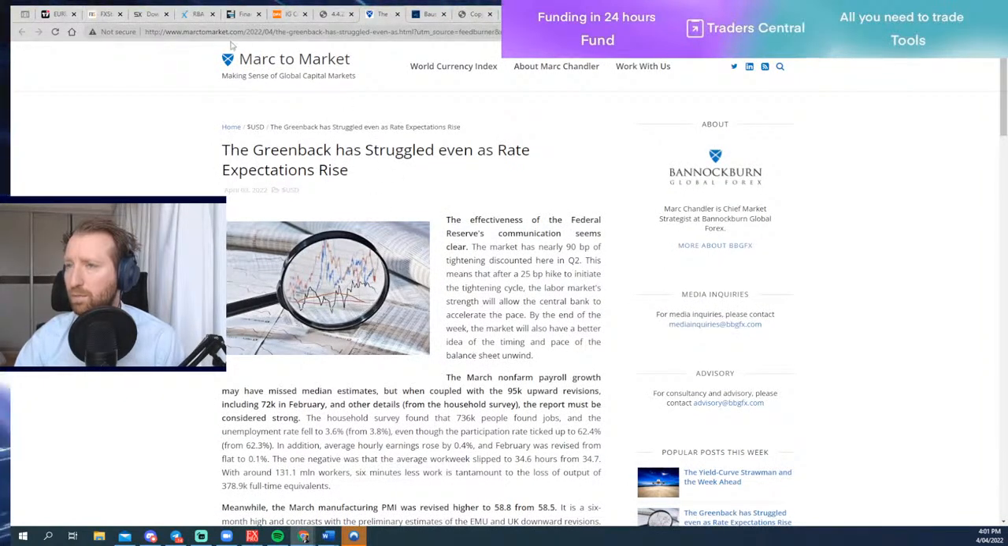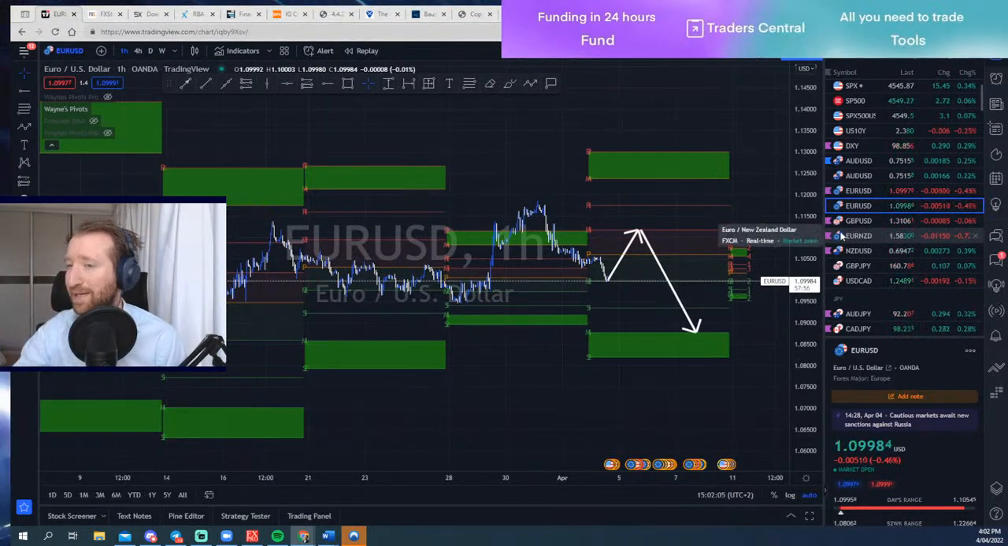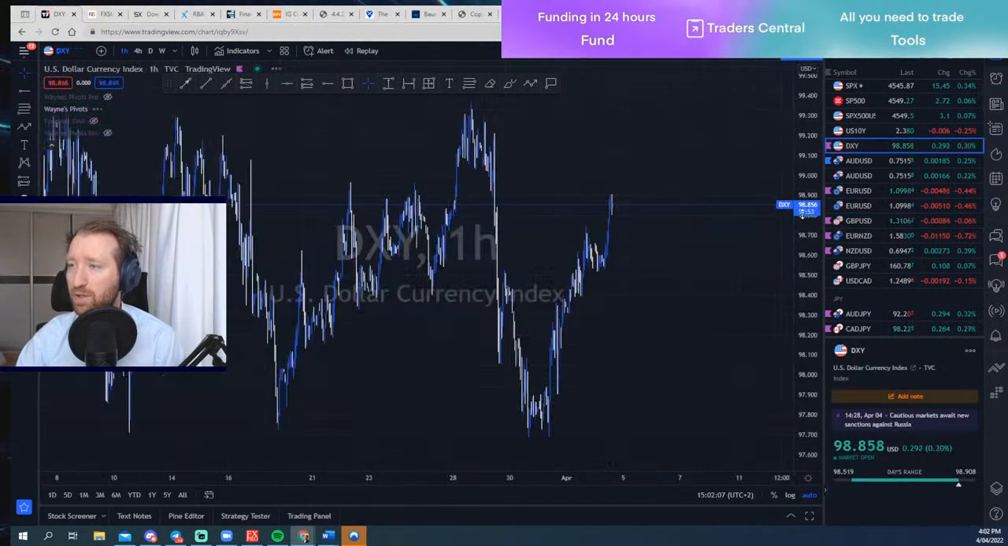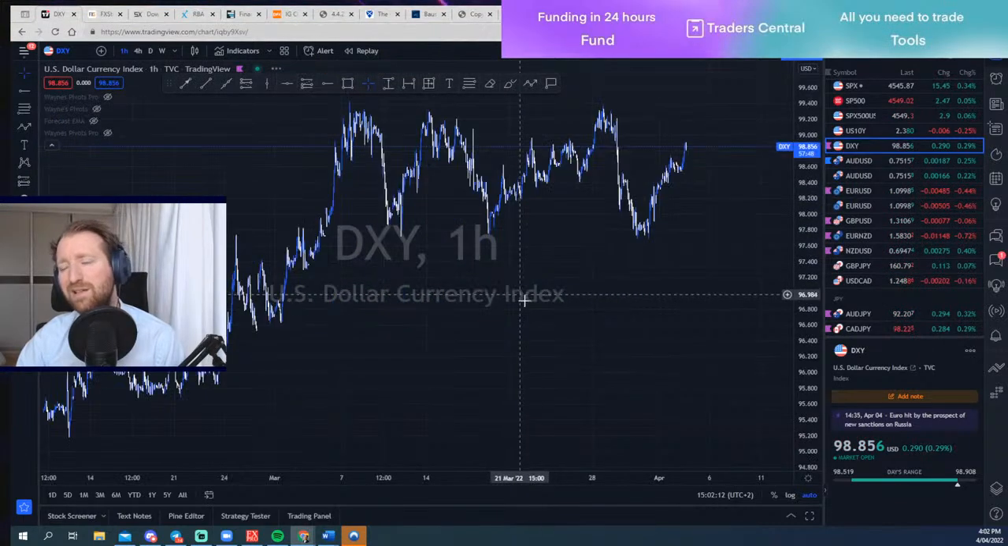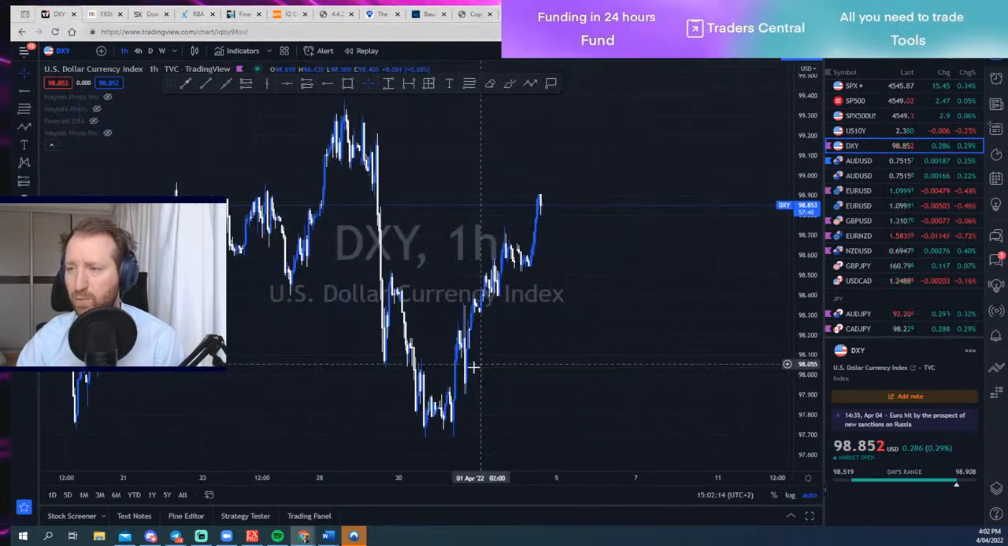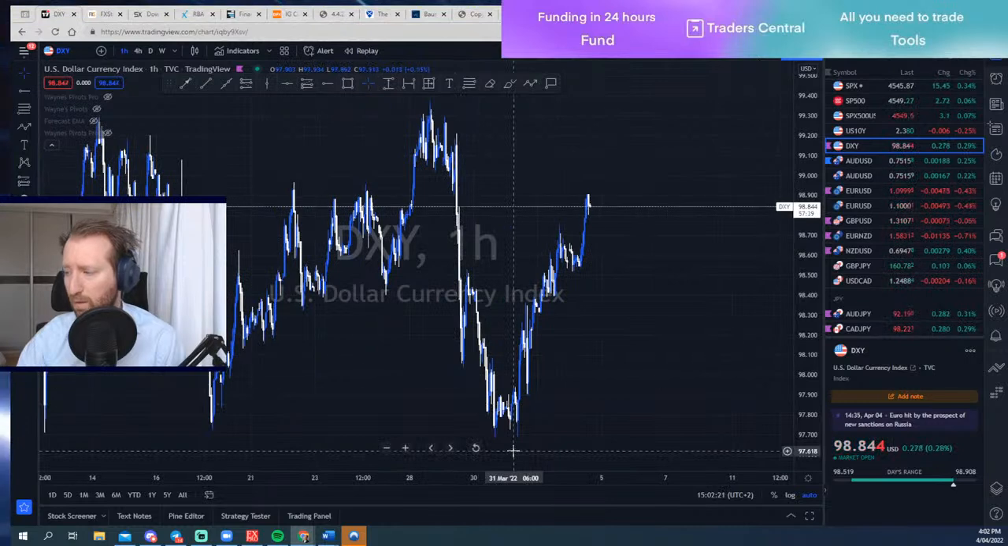Macro Mark to Market, which is Mark, has mentioned that the dollar has struggled to rise on the new rise in expectations for rate hikes. Okay? So for that to be the situation is kind of important to note. But I would disagree, because we have seen a bottom, which I didn't take for obvious reasons. I don't trade ranges. I thought it was going to break lower.